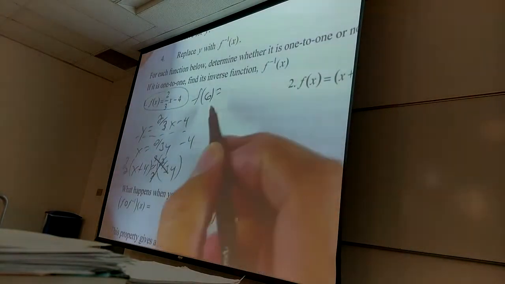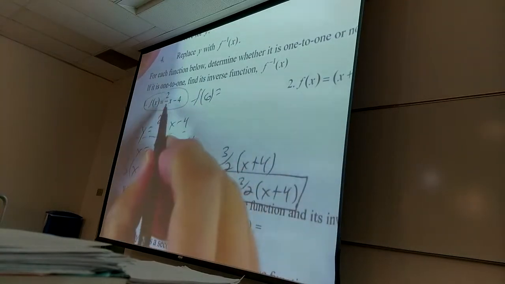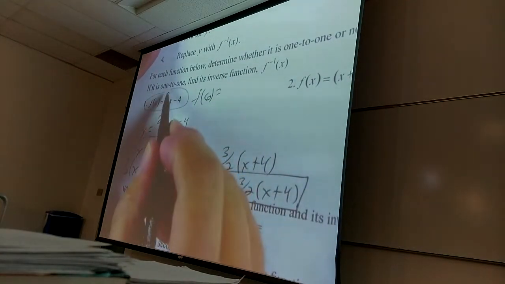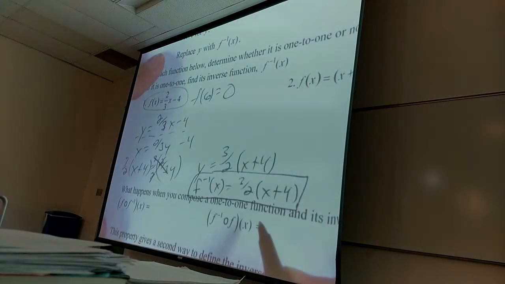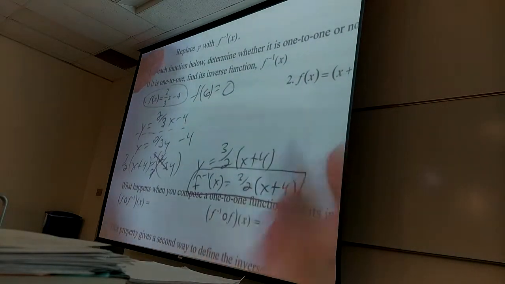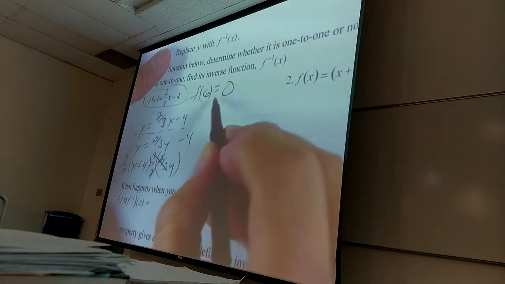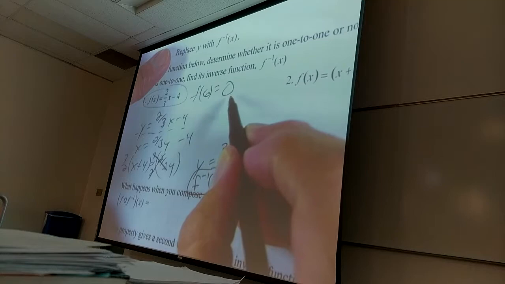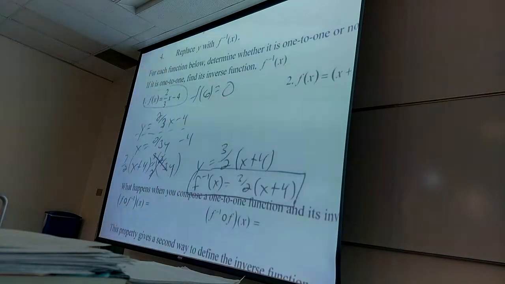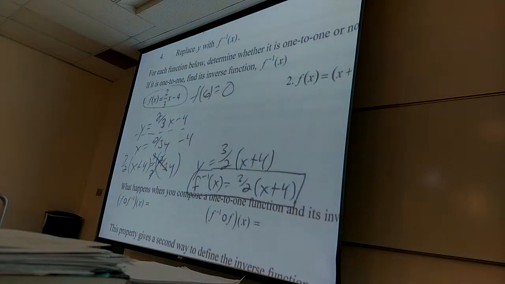Alright, what do you guys get for f of 6? Yeah, 3 goes into 6 twice, times 2 is 4, minus 4 is 0. So then, therefore, what must f inverse of 0 be? If f of 6 is 0, f inverse of 0 must be 6. Because what did f do to 6? It made it become 0. So what's f inverse going to do to 0? Take it back to 6. That's the whole idea of 1 to 1. 6 goes to 0, so therefore 0 goes back to 6. It's 1 to 1. It's a beautiful name.